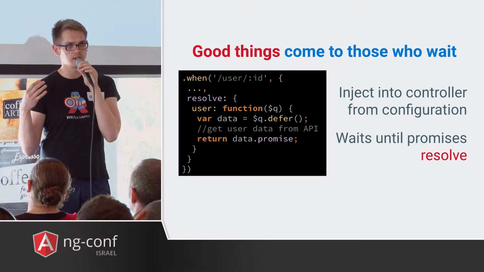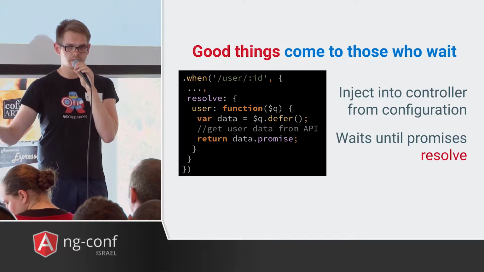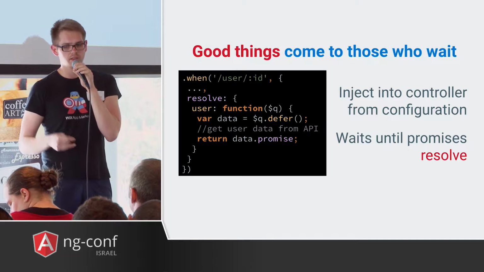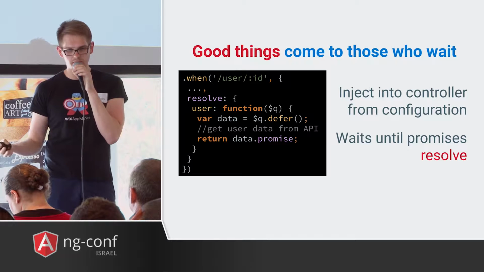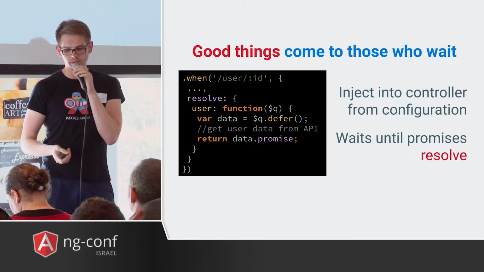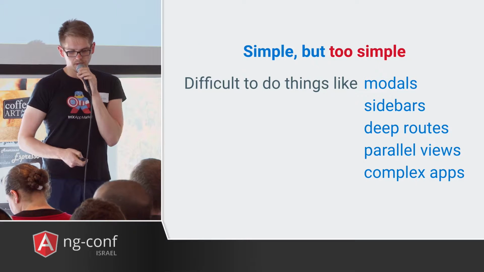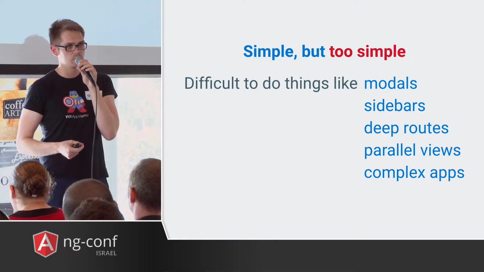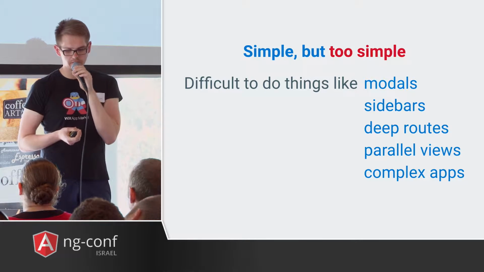It's basically the ability for you to say, all right, when we go to this place, we first need to get some data. That makes the controllers very, very easy to test, because you just have the data and you can inject it later on in your unit tests. And it's kind of a nice thing. Now, the problem with ng-route is that it's way too simple for most applications, and that's why so few of you are actually using it.